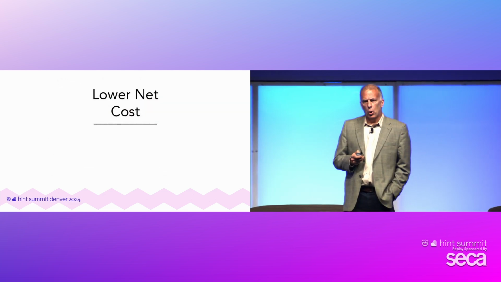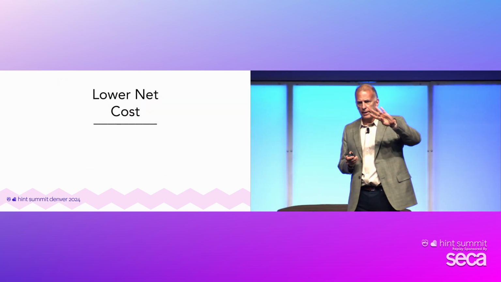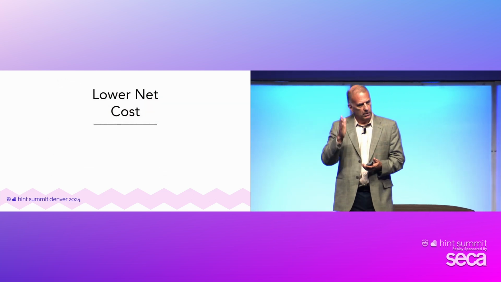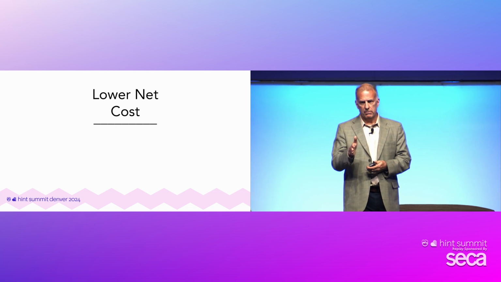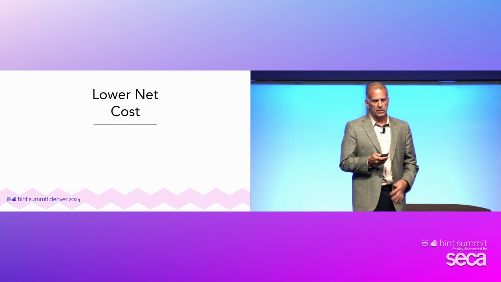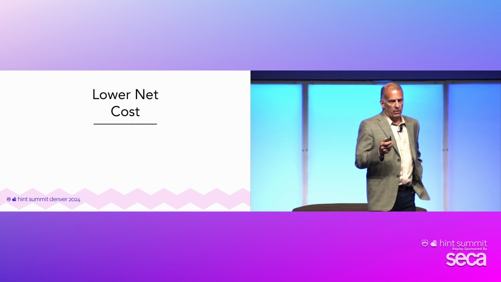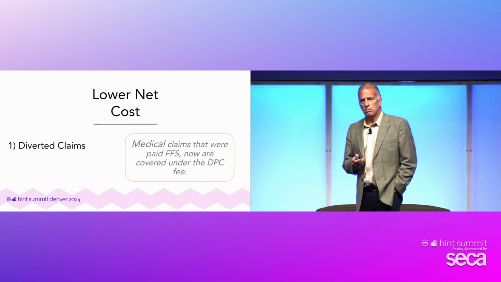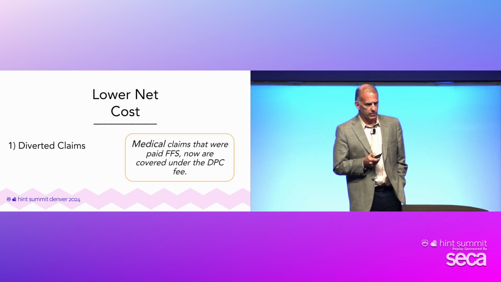So let's start with lower net costs. I've got 4 buckets. Now remember what we're trying to do here. We're trying to get specific, okay? We're gonna try to break this down, okay? So I've got 4 of them. The first one is what we call diverted claims.